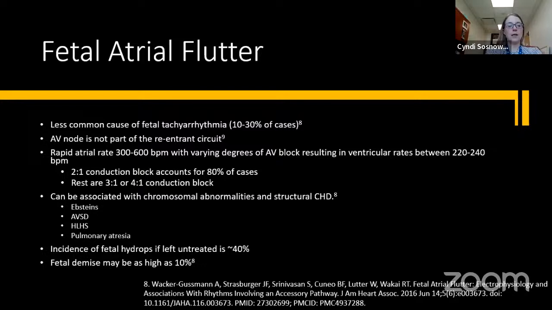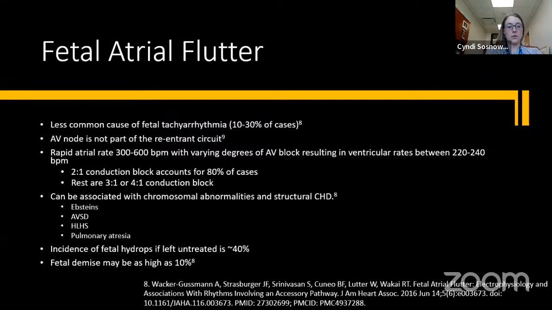So it's less common than fetal SVT, and it makes up the rest of the cases. The one thing to note is that the AV node is not part of the reentrant circuit. So you'll have a rapid atrial rate, and that extra atrial beat does not necessarily conduct to the ventricle. While you'll have rates similar to what you would see with SVT, the way you're going to determine between the two is looking at the conduction block. So 2-to-1 conduction block accounts for the majority of the cases, and the rest are 3-to-1 or 4-to-1 block.